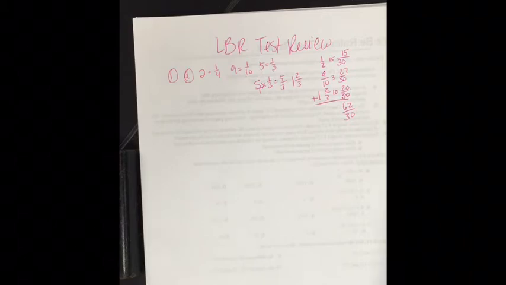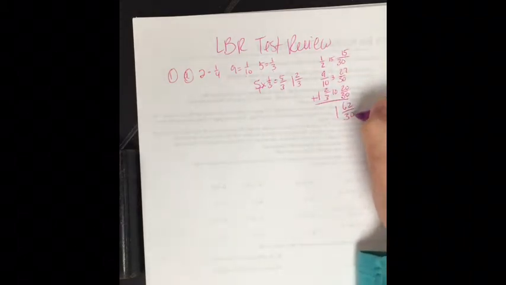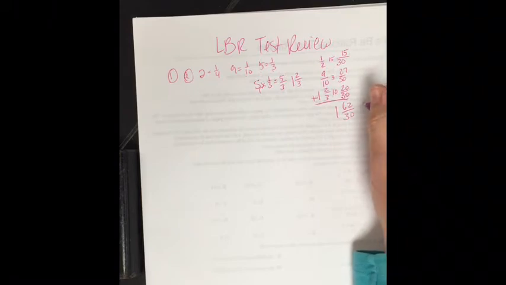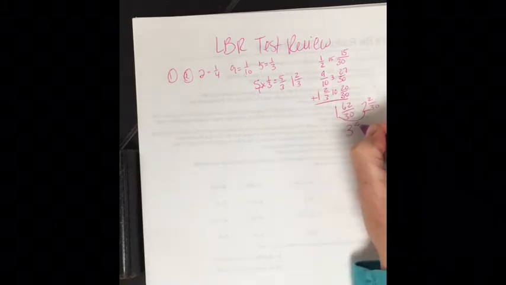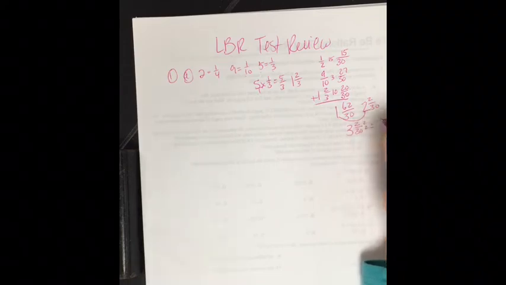So then you end up with the 1 over here. Now you have to divide 62 divided by 30, which goes 2 times with a remainder of 2. And now you need to add the 1 back on. So you end up with 3 2/30, which can be reduced by 2. So you end up with 3 1/15 pages.